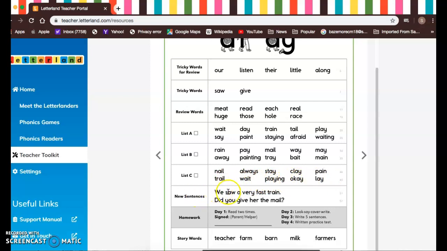Sentences. We saw a very fast train. Number 2. Did you give her the mail? And the story words, teacher, farm, barn, milk, farmers.